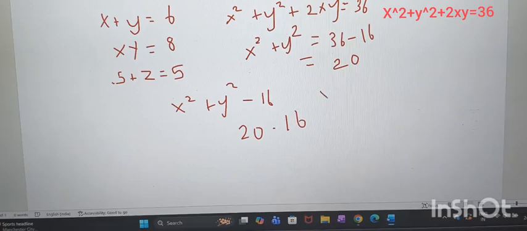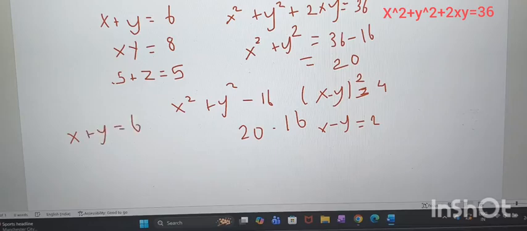So x minus y square is 4. So if you want to find only x minus y value, take the square root. You will get x minus y value as the square root of 4, which is 2. Now you know x plus y is 6, x minus y is 2. You can simply add these both equations. x plus y is 6, x minus y is 2.